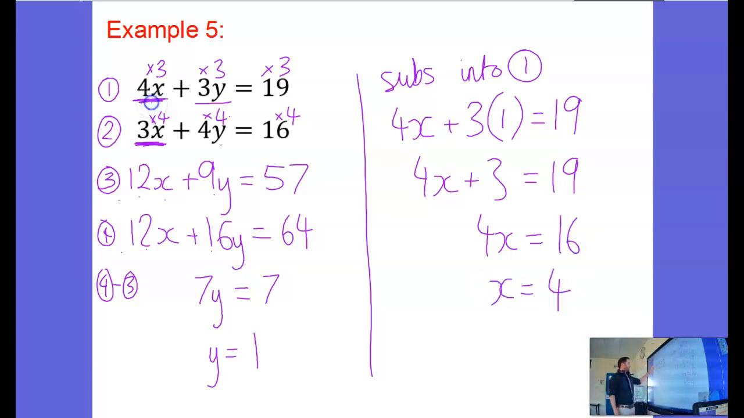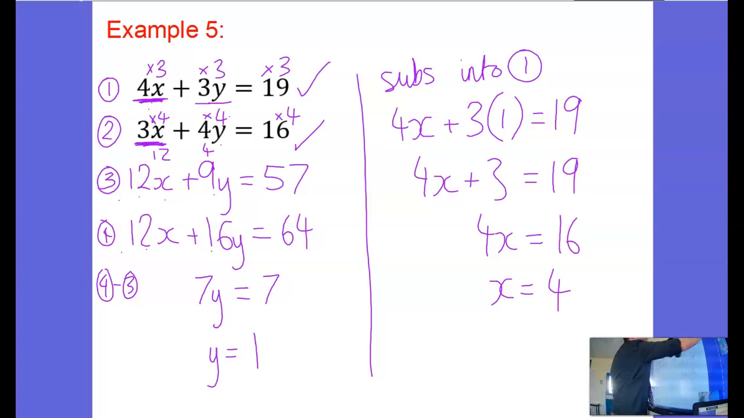Just check it. 4 times 4 is 16, 3 times 1 is 3, 16 plus 3 is 19. Check it here, 3 times 4 is 12, 4 times 1 is 4, 12 plus 4 is 16. We got it right. Good news.